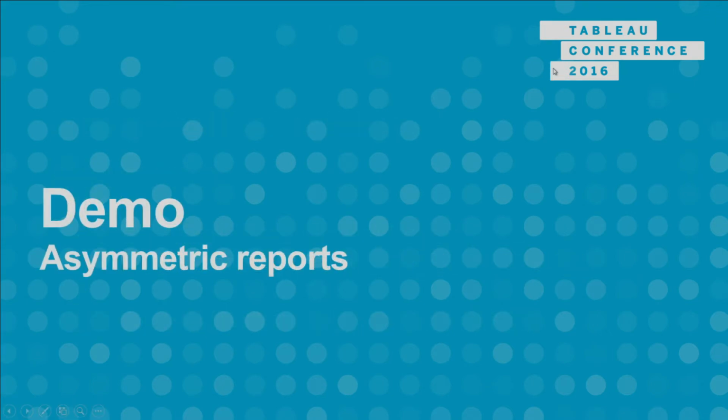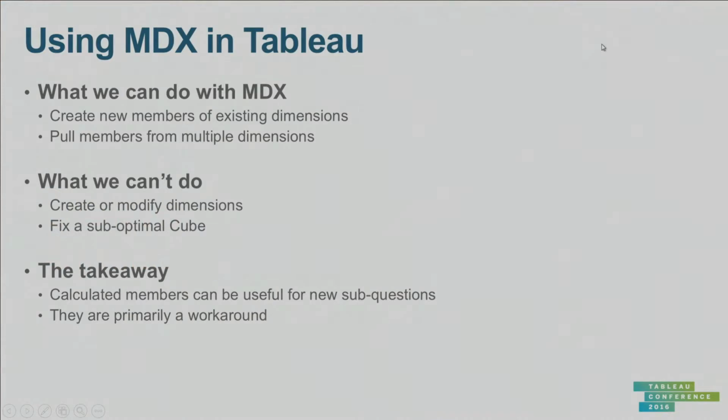And we've looked at asymmetric reports. So really, fundamentally, working with MDX in Tableau is about understanding that we can bend the rules, we can modify things a little bit, we can create new members of dimensions, we can pull members from multiple dimensions, so we can create very interesting combined query calculations that are pulling in different attributes across dimensions. But we fundamentally can't modify the underlying structure of the cube from Tableau. That fits with our general philosophy. Tableau is a read-only application.